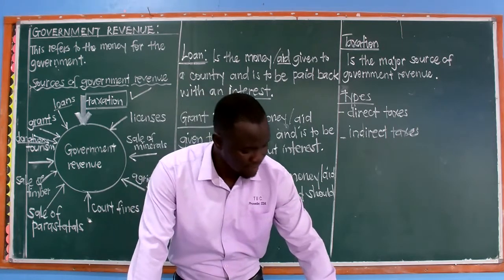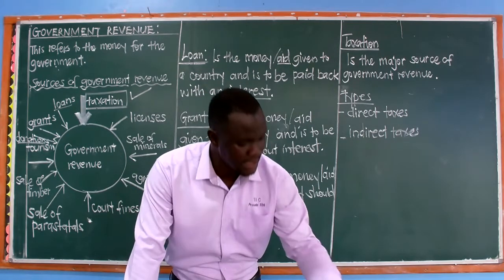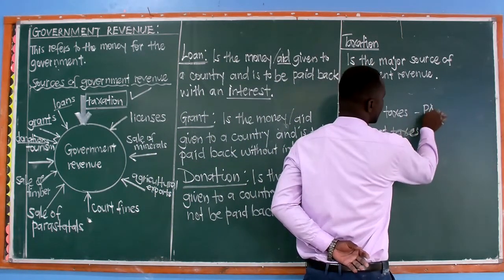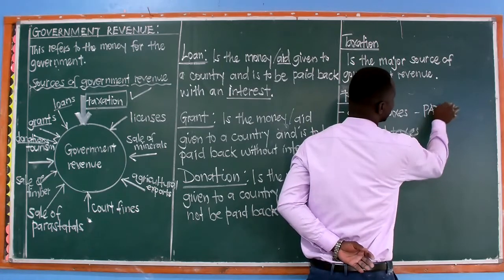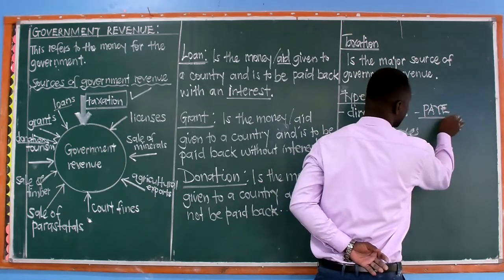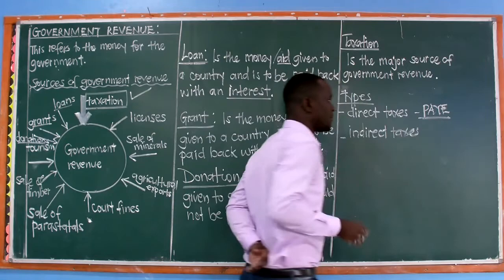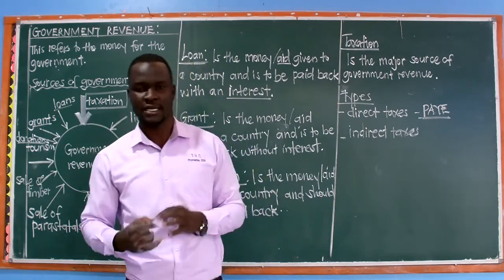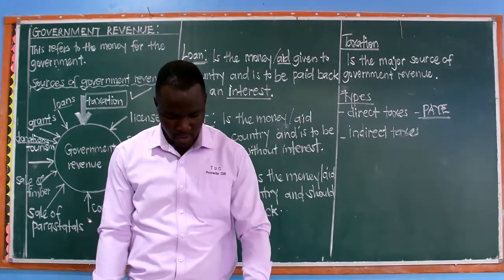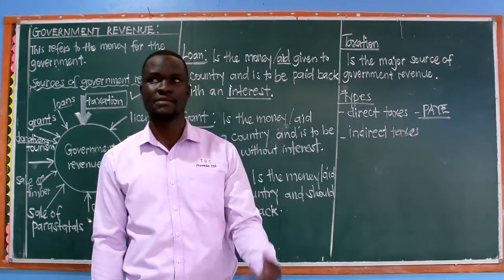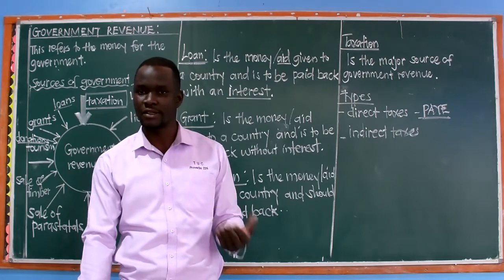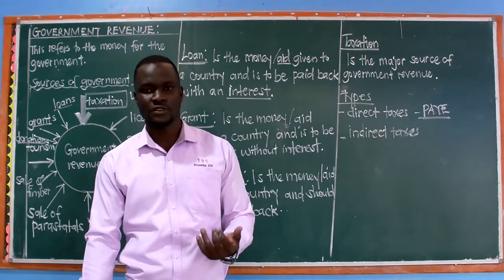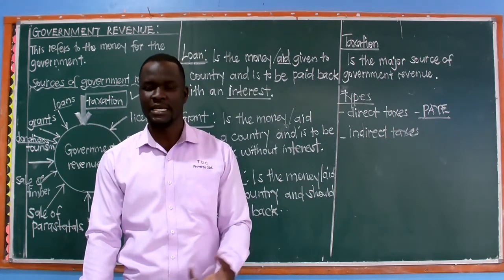For example, we have what we call pay as you earn. That is what we have written as PAYE. This is the money that the workers pay. They pay according to the amount of money they get. So it is always calculated, and that money is deducted from the salaries of the workers directly, and it goes to form part of the government revenue.